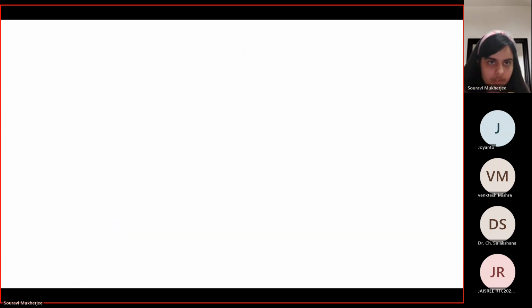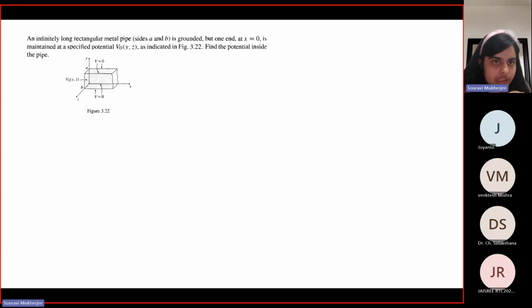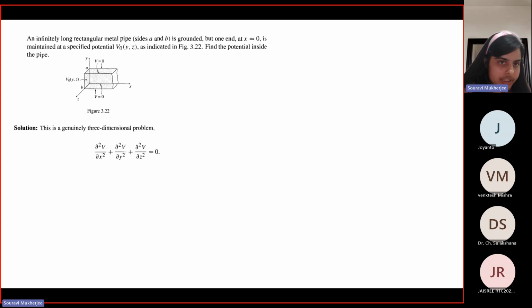Okay. Now, if we get a similar question, but now a 3-dimensional problem where you have these boundary conditions given in all directions, then you have to go to the 3-dimensional Laplace equation. The procedure is the same.